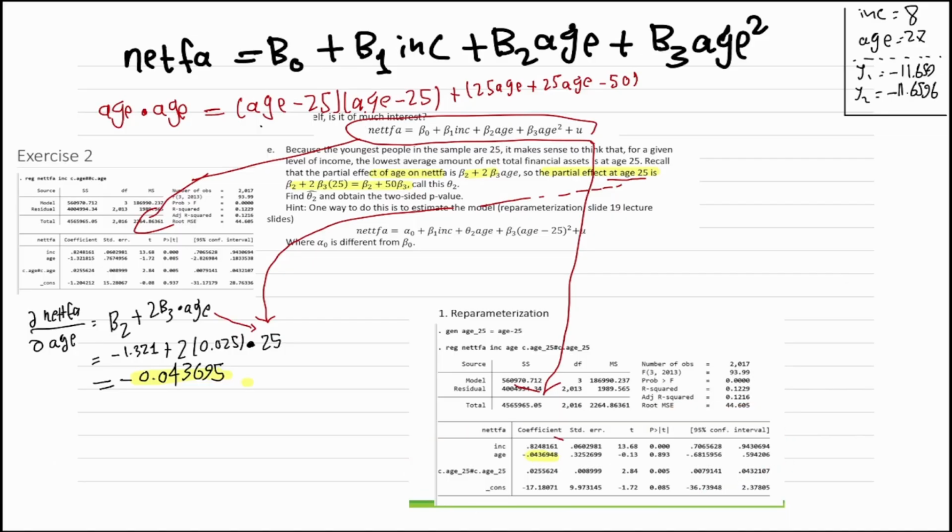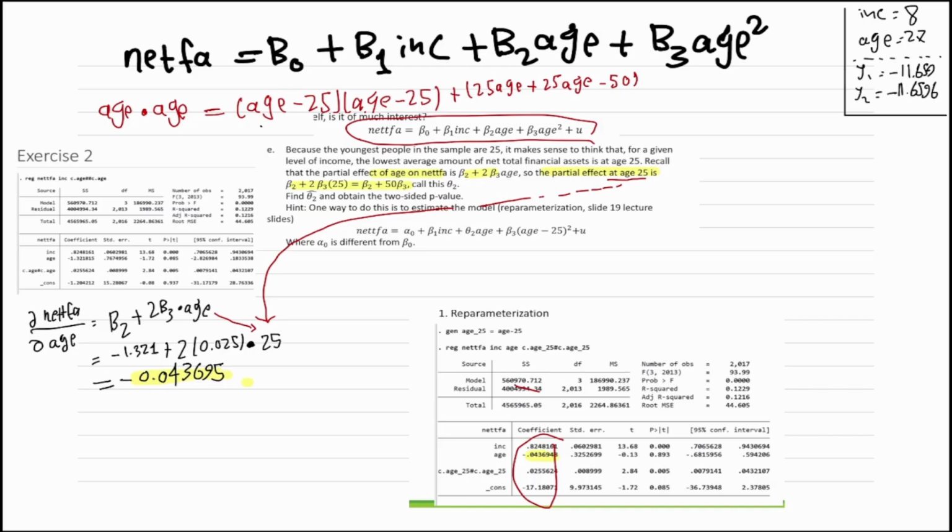So if you use these coefficients and you substitute income by 8 and age by 27 in these two equations, you will have minus 11.659 in the first one, and in the second you have minus 11.659. Try it yourself and you will see. So this is just manipulation. We are just moving things around, and we are not having a new equation or something.